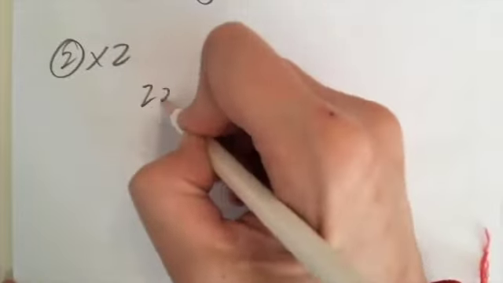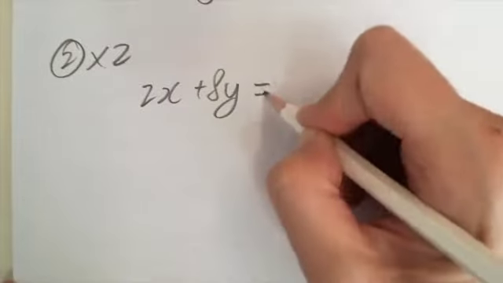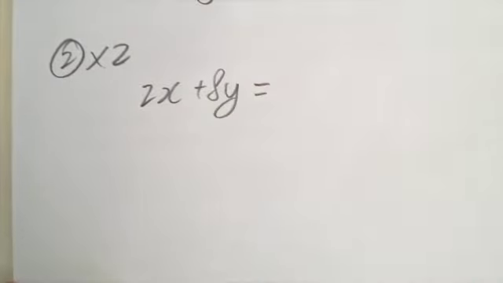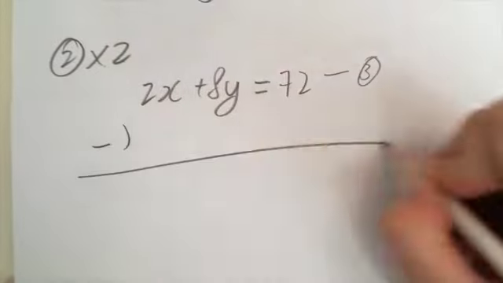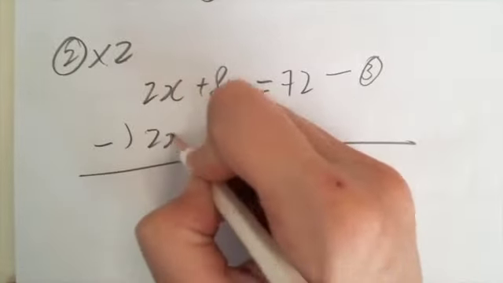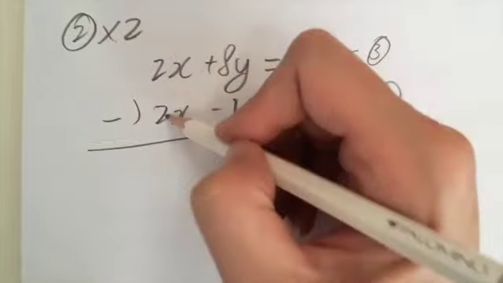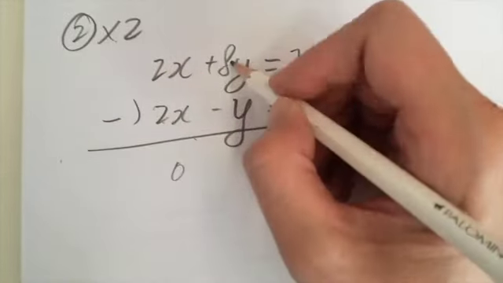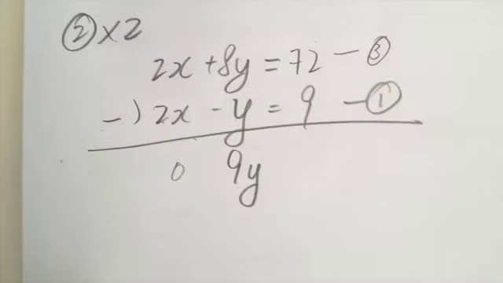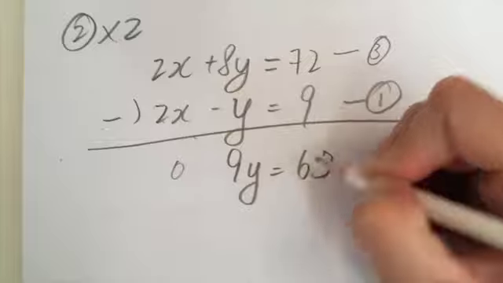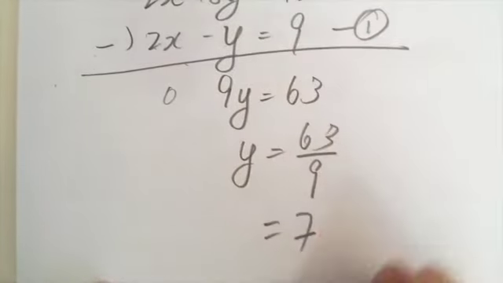X times 2 is 2x. 4y times 2 is 8y. And 39 times 2 is 78. I call it 3. Now I minus the whole thing of 1. So 2x minus 2x is gone, 0. 8 minus negative, I got 9y. 78 minus 9, I got 69. Therefore, I will have y equals to 69 divided by 9.